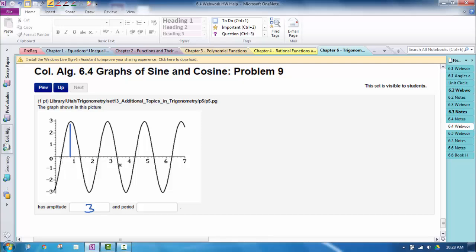This is about a little over 0.2, and this over here is a little over 2.2. So from 0.2 to 2.2, you're looking at a period of 2, if you subtract 2.2 minus 0.2. All right, I hope this helps.